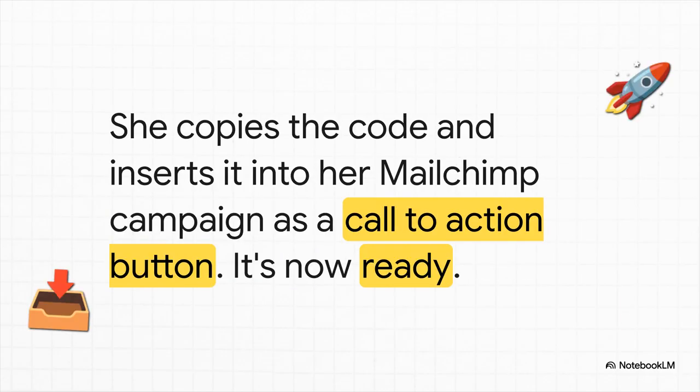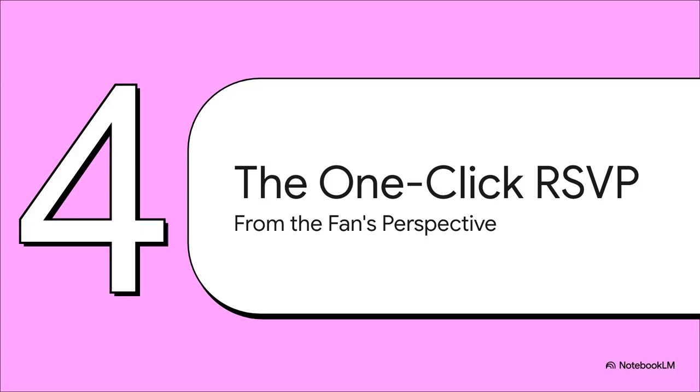And now for the final step, the embed. It's literally as simple as it sounds. She copies that little snippet of code, she heads right back into her MailChimp email draft, finds the perfect spot for her call to action, and just pastes it in. And boom! Instantly, a professional-looking button appears. It's ready to go. So, the campaign is ready, the magic button is in place. All that's left to do is hit send. That email shoots out to all 100,000 fans, and now we get to see where the real payoff happens, from the fan's point of view.